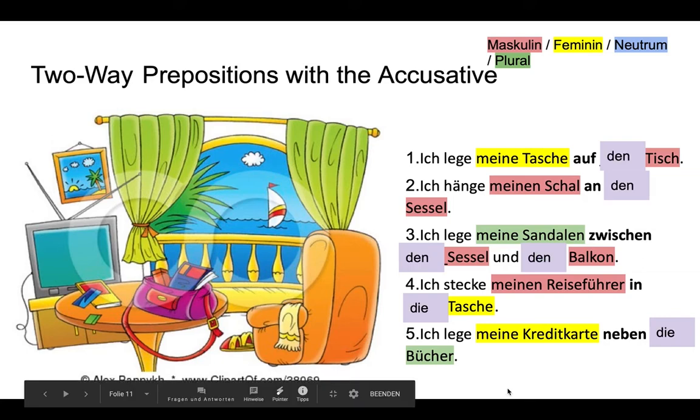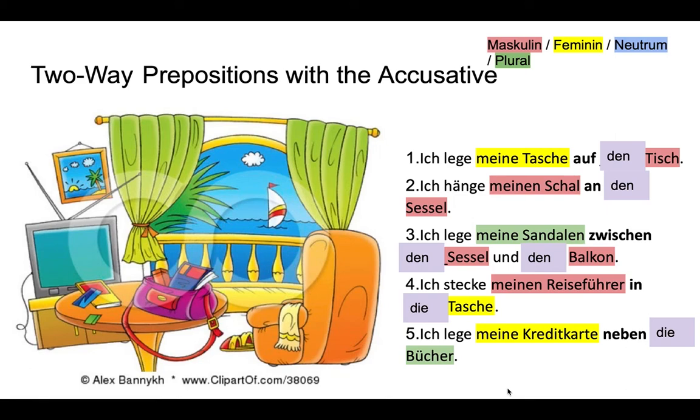Going over your answers. For two-way prepositions with the accusative, you are filling in your accusative, or den, die, das, die articles. Nummer 1, ich lege meine Tasche auf den Tisch. Nummer 2, ich hänge meinen Schal an den Sessel. Nummer 3, ich lege meine Sandalen zwischen den Sessel und den Balkon. Nummer 4, ich stecke meinen Reiseführer in die Tasche. Und Nummer 5, ich lege meine Kreditkarte neben die Bücher.